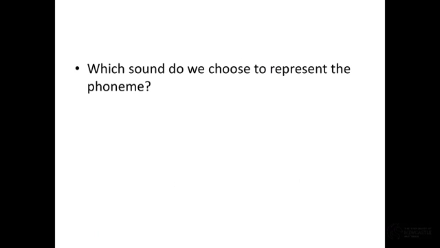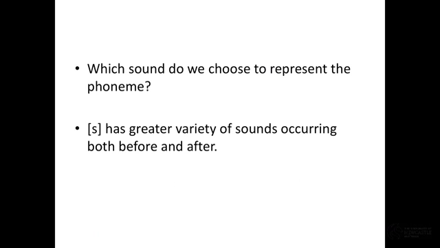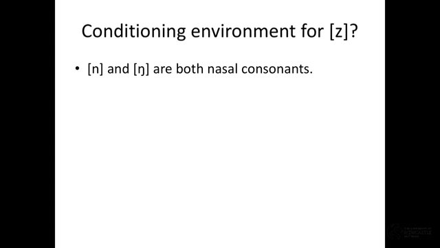Which sound should we choose to represent the phoneme? We choose s, as it has a much wider distribution. It occurs at the beginning of a word and after a vowel and a consonant, and has a greater range of vowel sounds that can occur after it, compared to sh. And z only occurs after 2 sounds, n or ng. We now need to work out how we can generalize the environments to write the phonological rule.